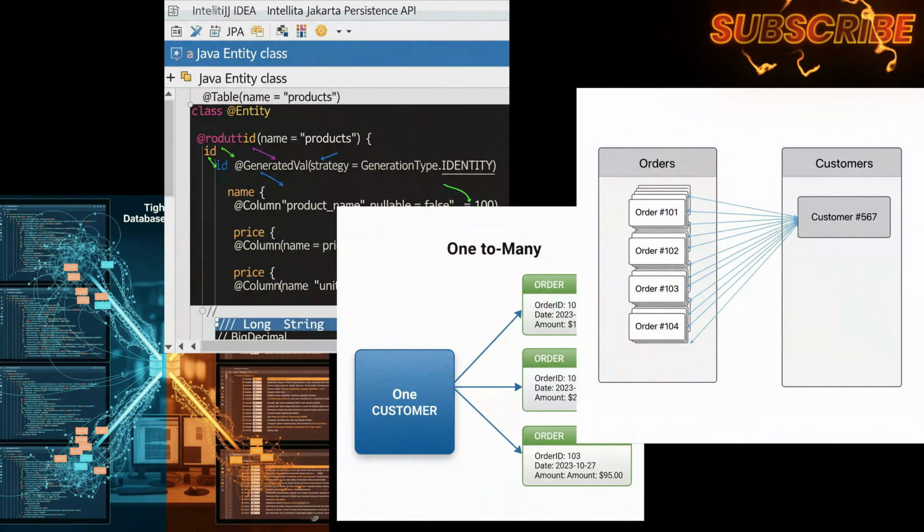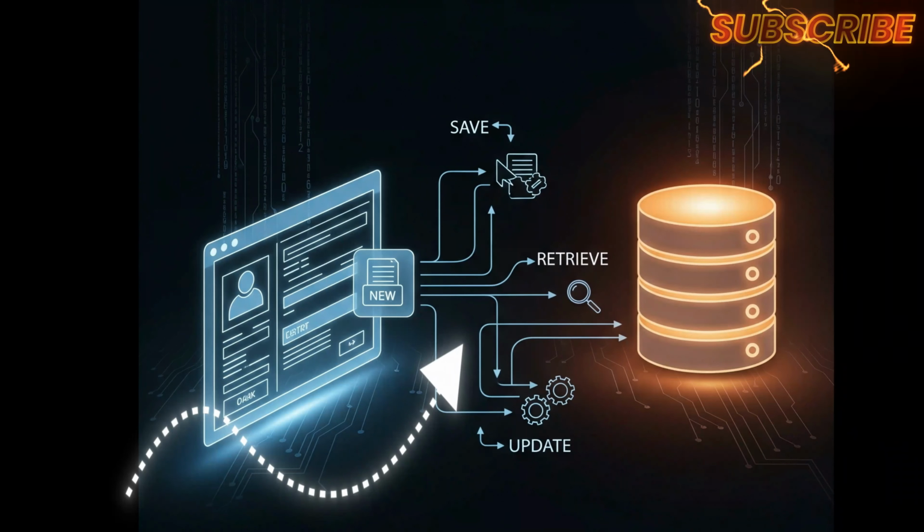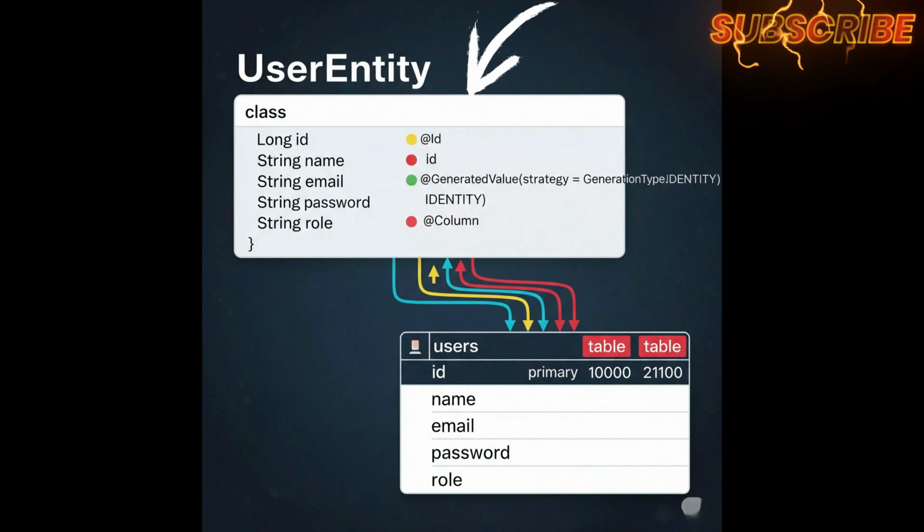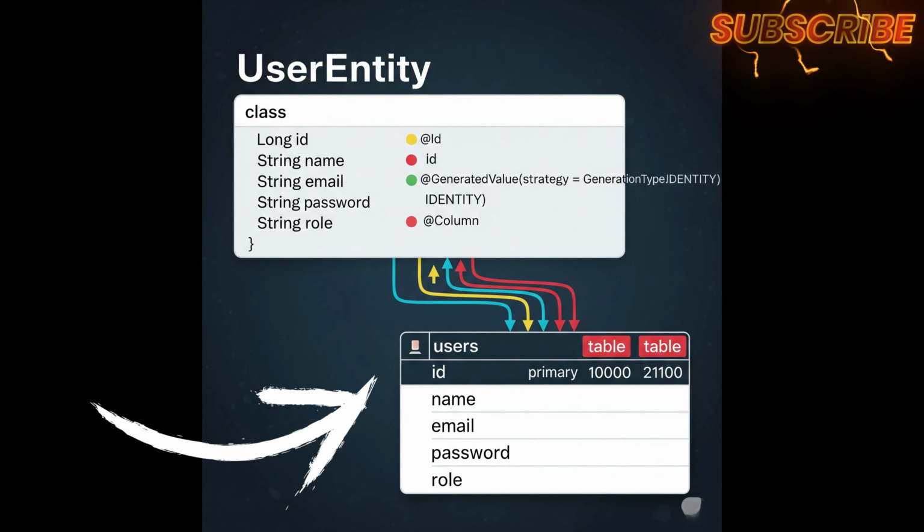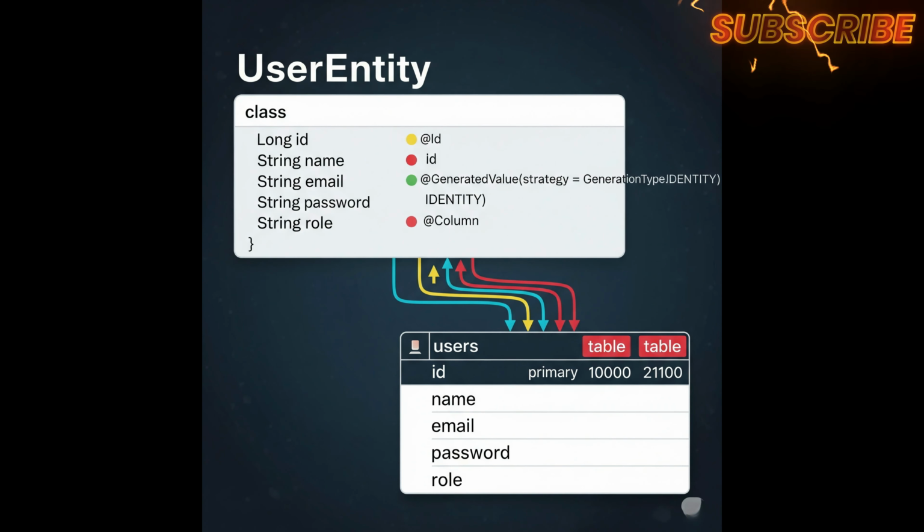The main purpose is to facilitate the interaction between the application and the database. Let's say you are trying to save something, retrieve something, or update some records. Let's take an example of a User entity class that maps directly to the user table in your database, and contains fields like ID, name, email, password and role.